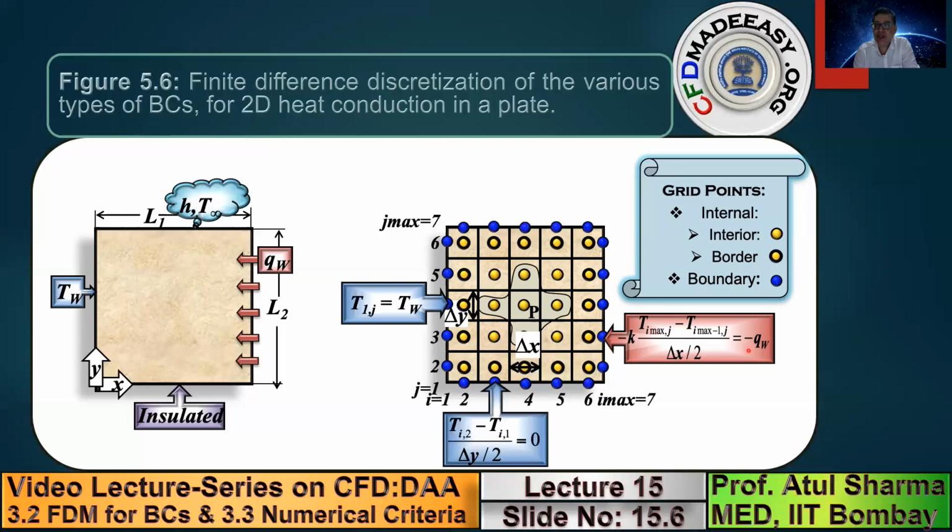So there is an additional term which appears as compared to the insulated, because insulated is just equal to this value. Here this blue circle is equal to this yellow circle plus some non-zero value, which is equal to Qw delta x by 2k, which I will show you in the next slide.